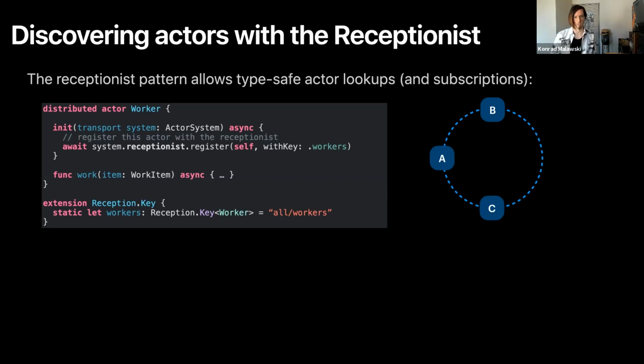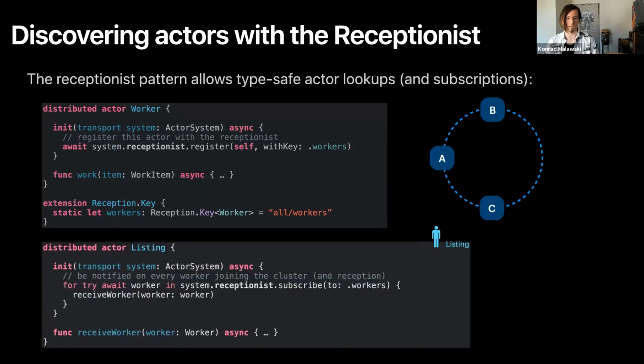We call it the receptionist pattern because, like a reception in a hotel, actors have to register at it and then check in and check out, basically. So as you start your actor and you're in it, you can say receptionist register self with some key. And on another actor system, a node, you can basically do system receptionist, subscribe to workers. And this gives you an asynchronous stream that will keep giving you actors as they join the cluster. And then you can invoke receive worker.